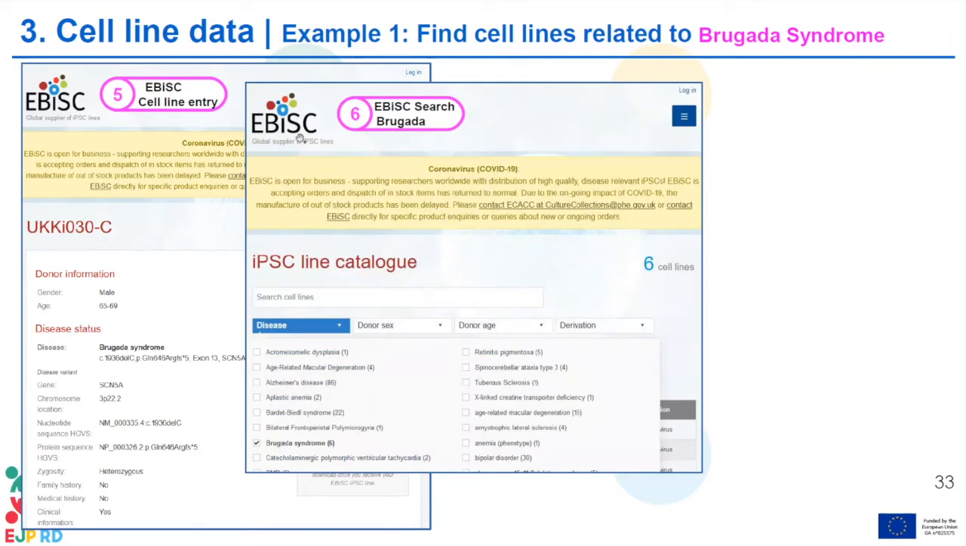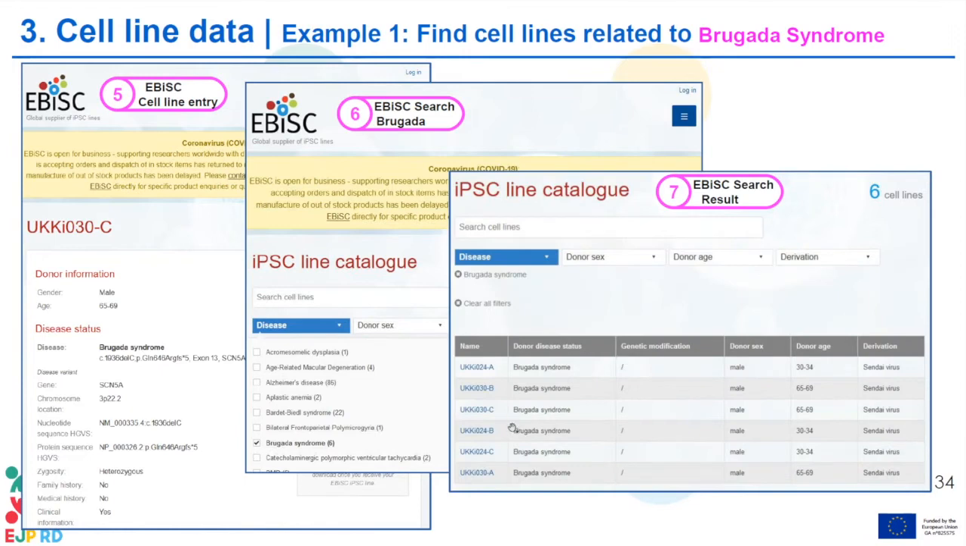But that's not all. You can also look for other Brugada lines at eBISC by performing a search in the catalog. So you can click on Brugada Syndrome here, and there are indeed 6 lines, and they're all from the University Clinic of Cologne. So these lines are available for purchase at the eBISC catalog.